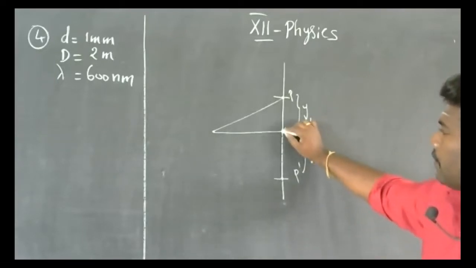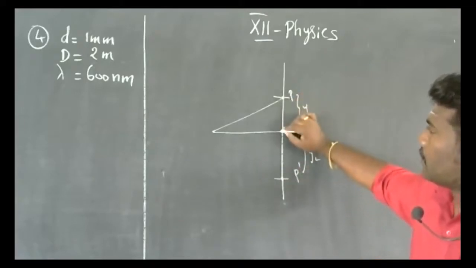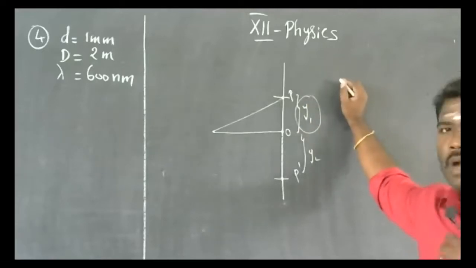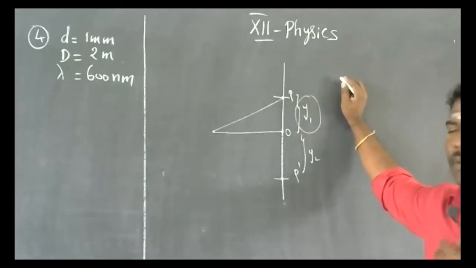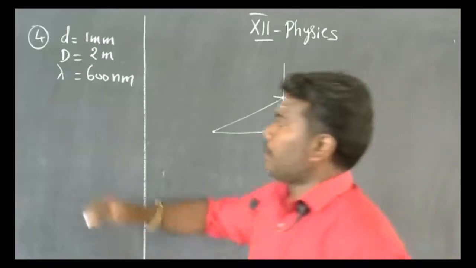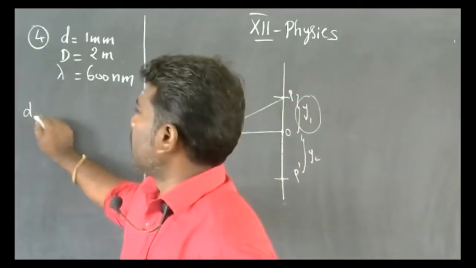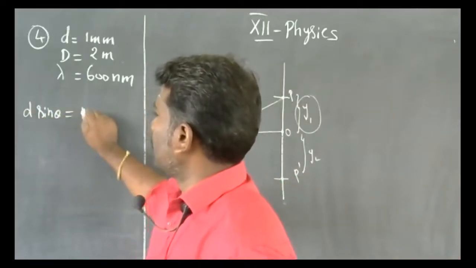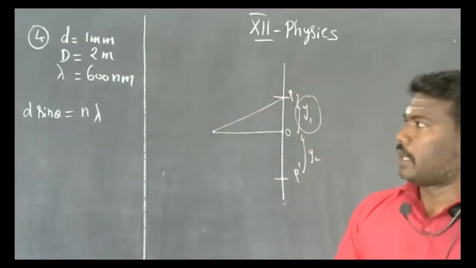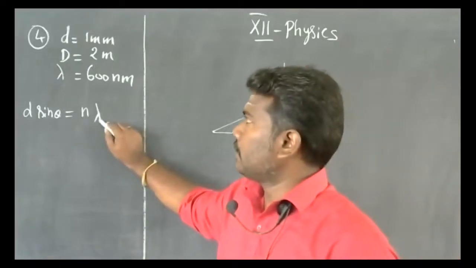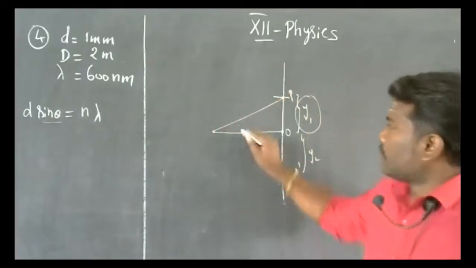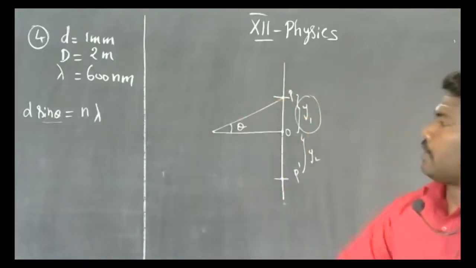We know that the distance between the point O and B dash is equal to the distance between the point O and B. So we can easily calculate the value of y if we know the value of y1, because y is equal to y1 plus y2. The formula for the single slit experiment is d sin theta is equal to n lambda. Lambda is a known value and d is also a known value, but we don't know the value of theta. So by using the diagram, we can easily calculate the value of sin theta.